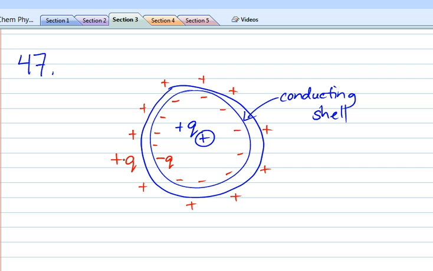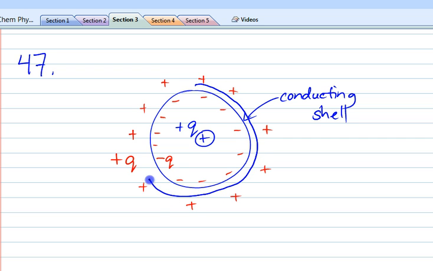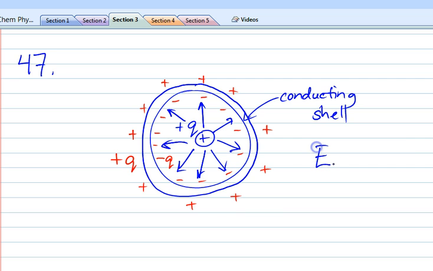Now this does a couple things. Actually, I'm going to try to redraw that. Okay. Now, one thing that this does is it separates the charge on the conducting shell. There's negative Q on the inside, positive Q on the outside, and if I were to draw the electric field, my electric field is going to go from positive to negative, so kind of like this. Well, what about the electric field inside of the conductor? Well, we know the answer to that. The electric field inside the conductor should be 0.